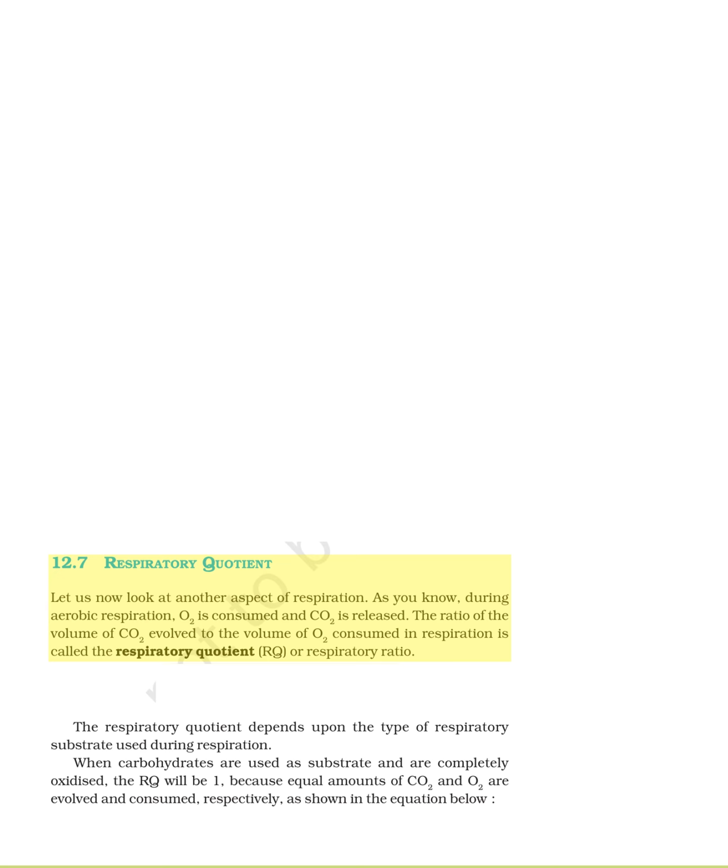12.7 Respiratory quotient. Let us now look at another aspect of respiration. As you know, during aerobic respiration, O2 is consumed and CO2 is released. The ratio of the volume of CO2 evolved to the volume of O2 consumed in respiration is called the respiratory quotient, RQ, or respiratory ratio. The respiratory quotient depends upon the type of respiratory substrate used during respiration. When carbohydrates are used as substrate and are completely oxidized, the RQ will be 1, because equal amounts of CO2 and O2 are evolved and consumed, respectively, as shown in the equation below.